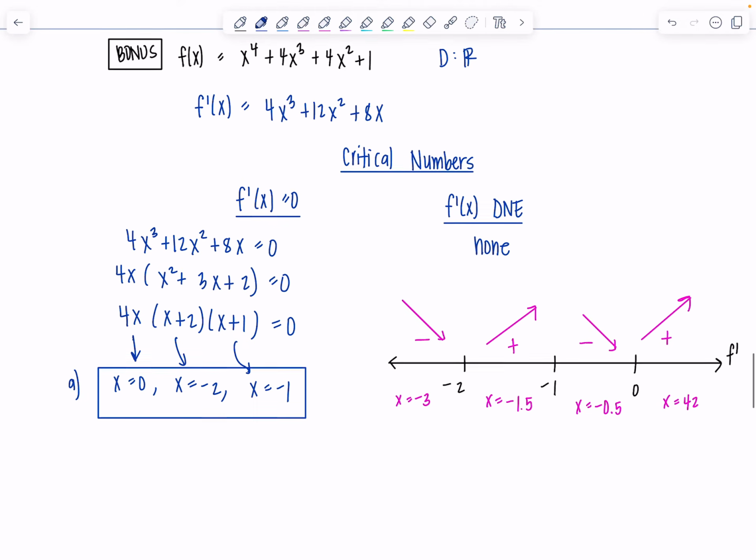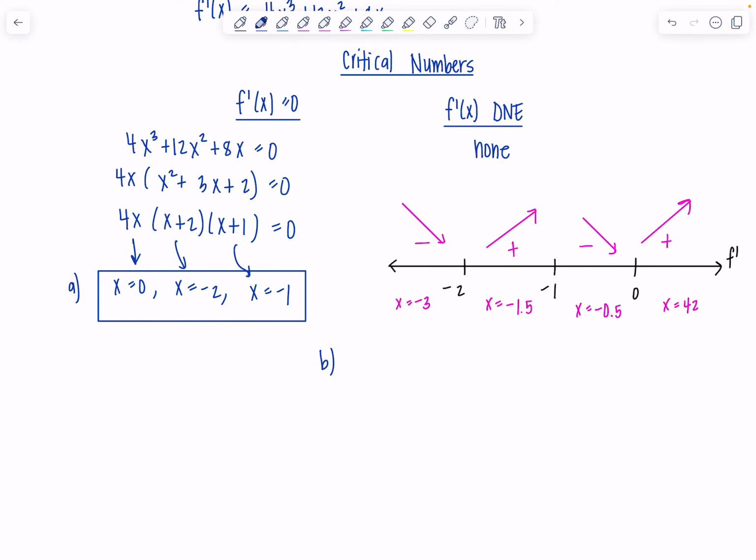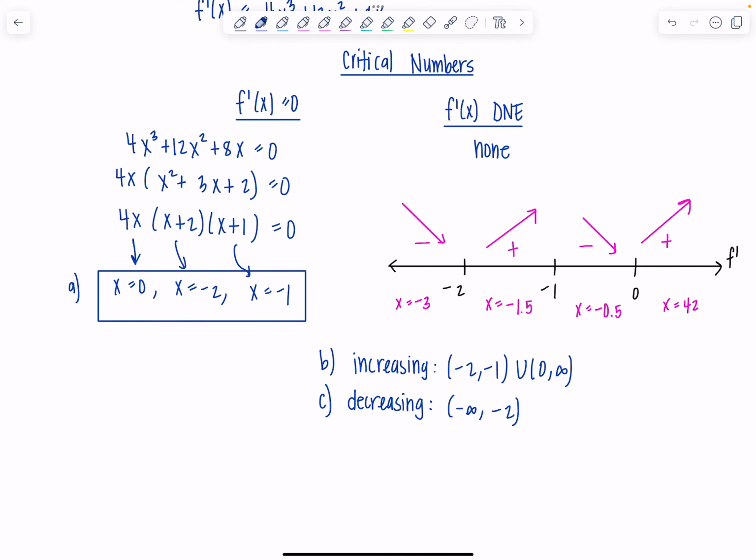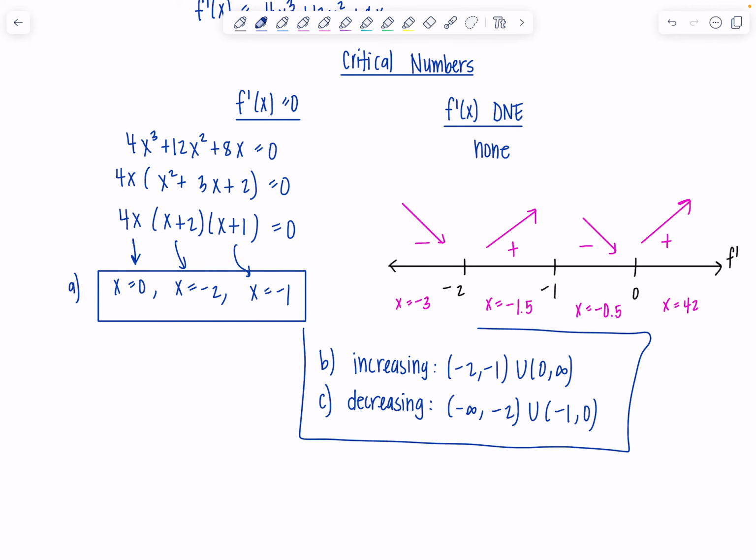Okay, so here we go. Let's list out where the function is increasing first. So increasing from -2 to -1, union 0 to infinity, and then decreasing from -infinity to -2, union -1 to 0. Boom, we are done. That was nice.